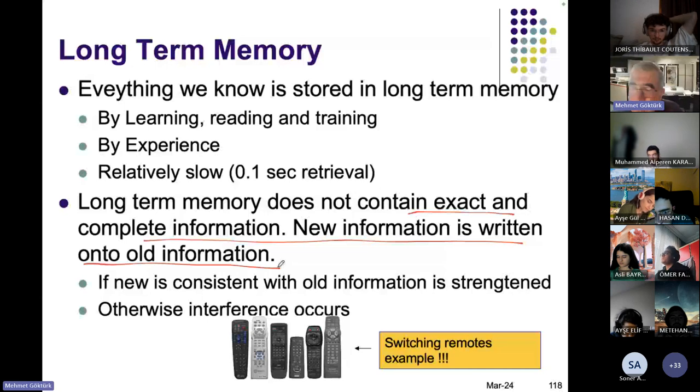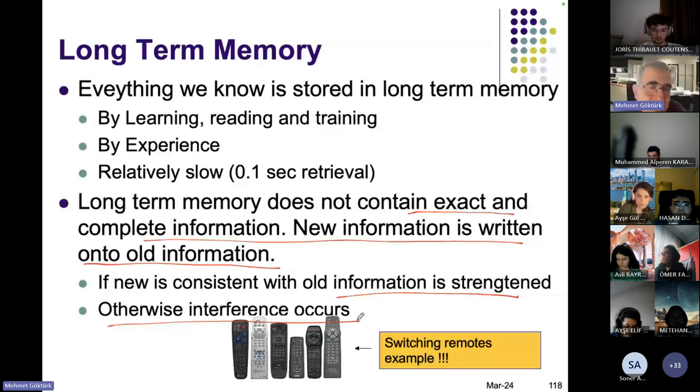There is an ambiguity, incompleteness. If new information is consistent with the old information, what is that? Reinforcement learning. So it is reinforced. Otherwise, there is interference. If your data set is contradictory, your model success is reduced in artificial intelligence problems because there is no reinforcement. It is actually worse. When you switch between remote systems, you will have a lot of problems because the way they work is sometimes different. So when you switch, what you learn has an adverse effect.